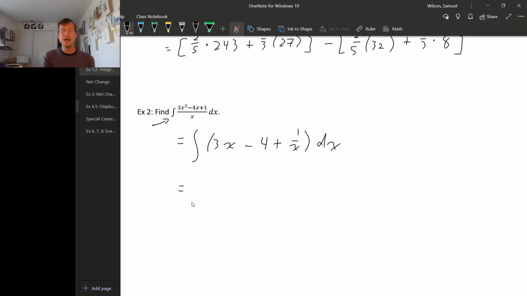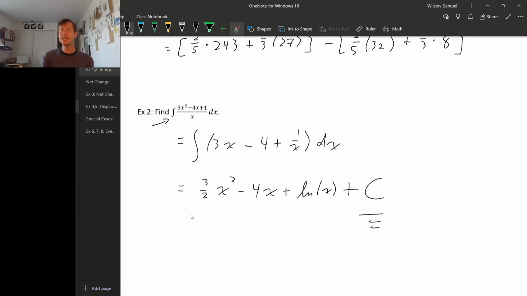Now we can write down an antiderivative for each piece. This is a sum of 3 terms, and the sum rule for integrals says we just integrate each piece. The antiderivative of the first piece is 3/2 x squared, minus, and the integral of the second piece is 4x, plus the integral of 1 over x. We're looking for a function whose derivative is 1 over x, and that's natural log, so natural log of x. Remember, this is an indefinite integral, so we get a function of x as a result, but don't forget to add your constant of integration. You must write down your constant of integration when you're doing an indefinite integral.